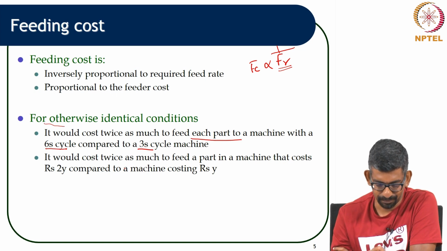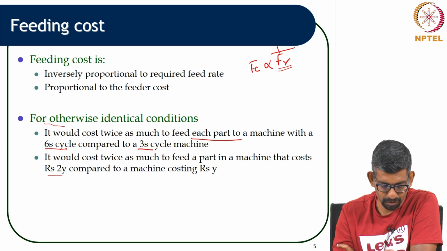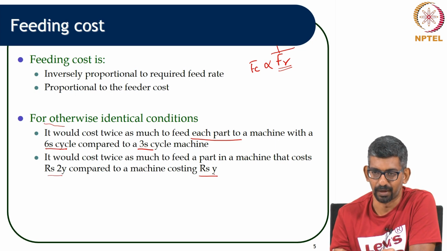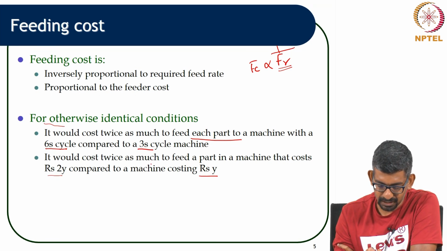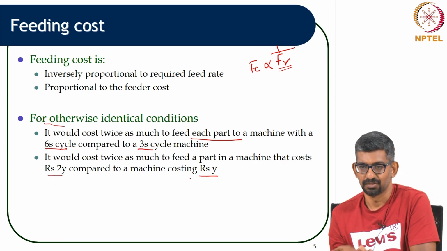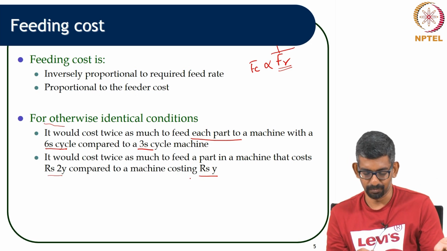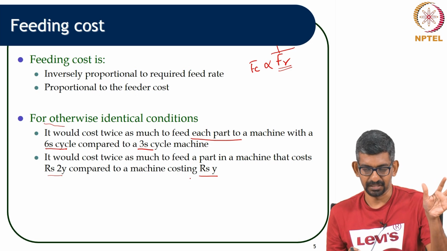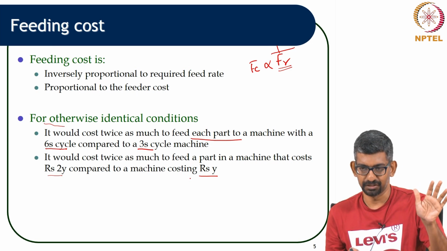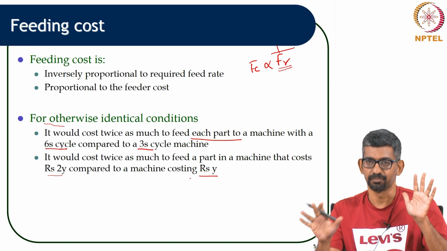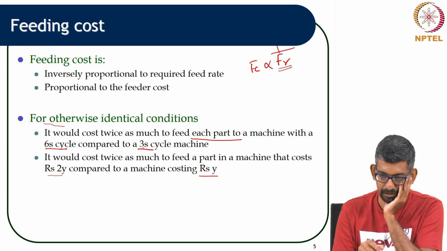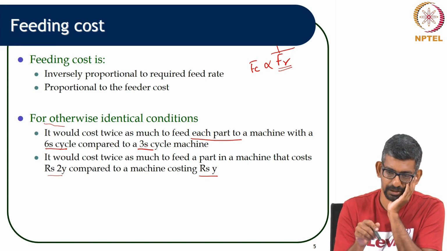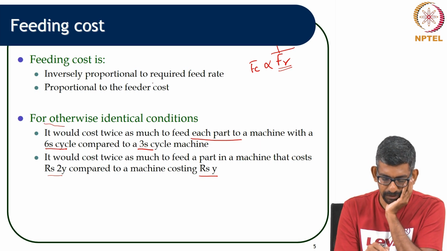So, this is interesting, to feed a part in a machine that costs rupees 2y compared to a machine that costs y. You can see that as a machine cost as well. So, it would cost twice as much to feed a part in a machine that costs 2y compared to a machine that costs y. So, if there is a machine for 100 rupees and there is a machine for 200 rupees, it takes 2 rupees to feed a part in a machine that costs 200 rupees as against 1 rupee for a machine that costs 100 rupees. And of course, that will have an impact on the cycle time, hence your total productivity, hence your total cost. Okay. This is what we spoke about, right.